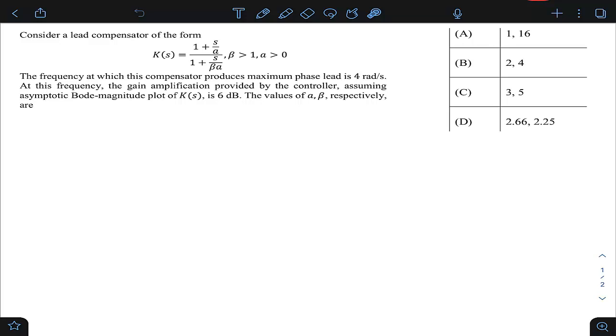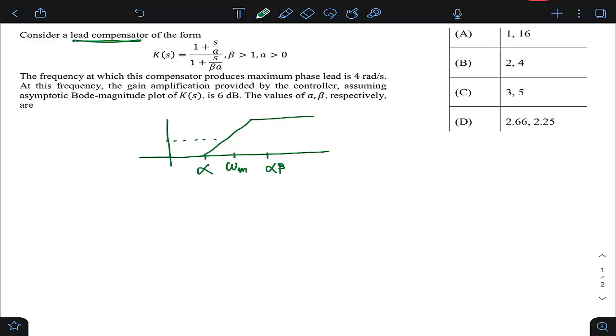So students, let me show you the Bode plot of a lead compensator, right? We are dealing with a lead compensator. The Bode plot of a lead compensator looks something like this. So this is your alpha, and this is your alpha beta, and somewhere here we have this omega m. Omega m is the frequency at which maximum phase lead happens.